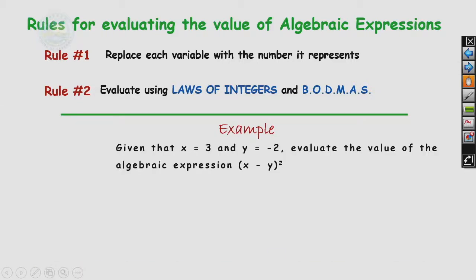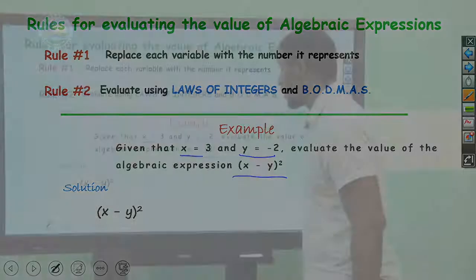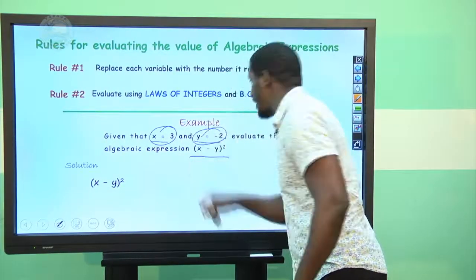So let's look at an example. Again, here we have an algebraic expression that we saw from before: x minus y squared. The question states, given that x is equal to 3 and y is equal to minus 2, evaluate the value of the algebraic expression x minus y squared. We have been told that x is equal to 3 and y is equal to minus 2.